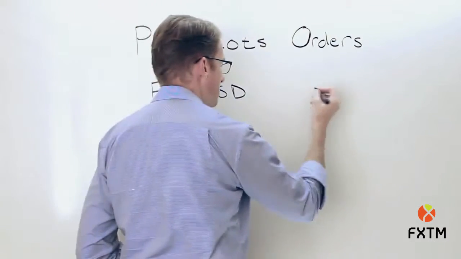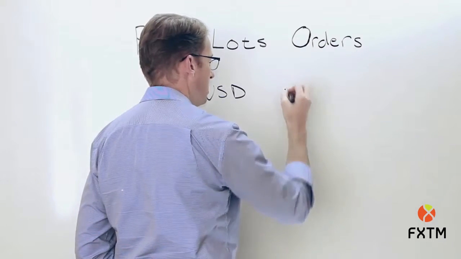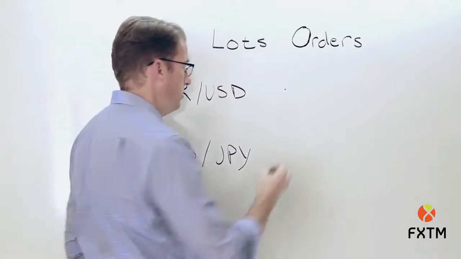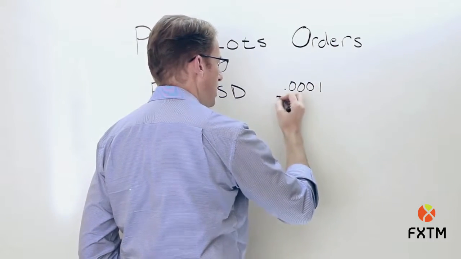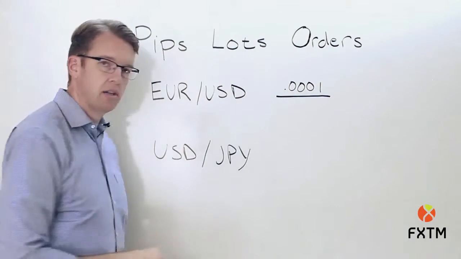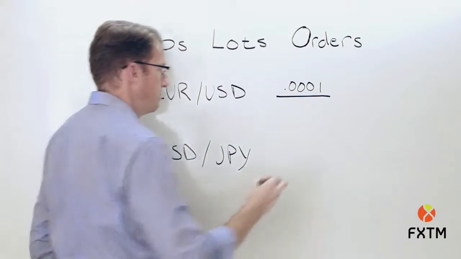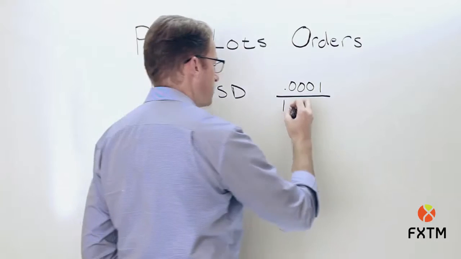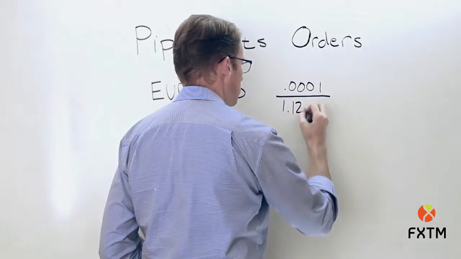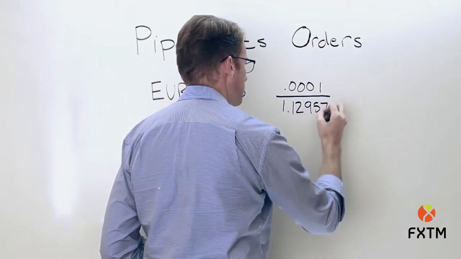So all we have to do, here's the formula that we're going to use. We're going to put a pip in the numerator of a division problem, so 0.0001, because remember that the pip in the euro-US dollar is all the way out in the fourth decimal place. And then in the denominator, we're going to put the current exchange rate, and remember from our last example, that was 1.12957.